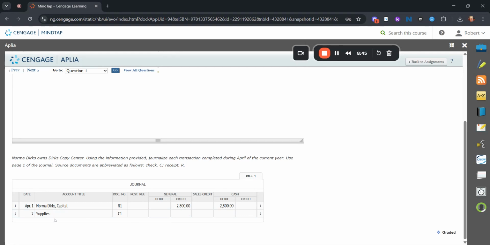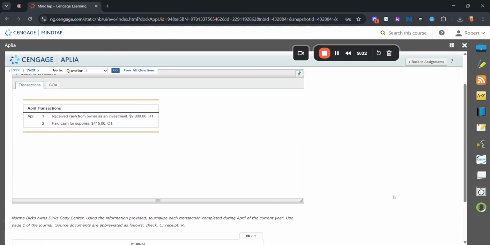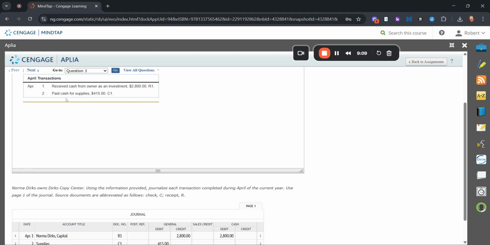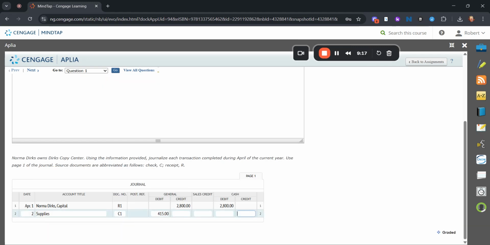Now supplies is an asset, just like cash is. So any increase in supplies, the company bought supplies, so supplies value increases. That's going to be classified as a debit entry. So we'll put $415 in debit. And then paid cash. Cash was paid out, so cash is going to decrease. So that goes in the credit side.